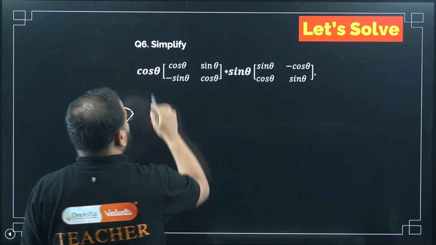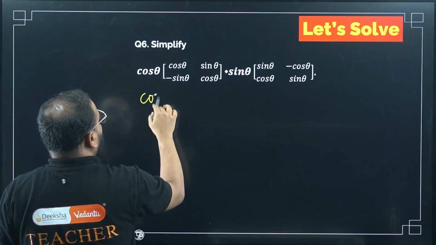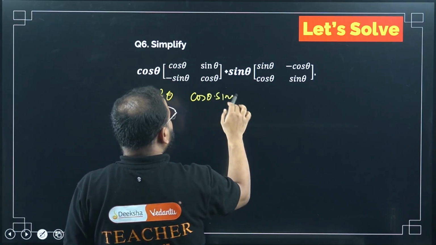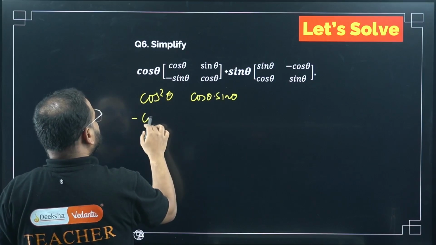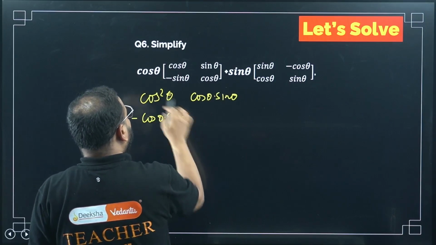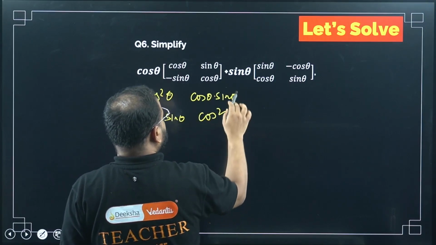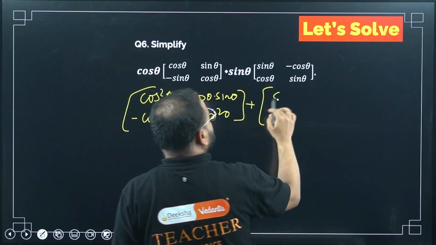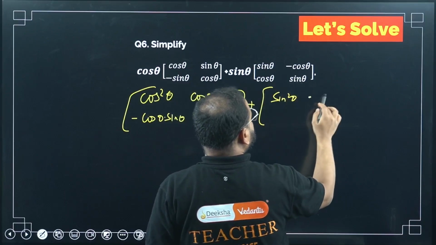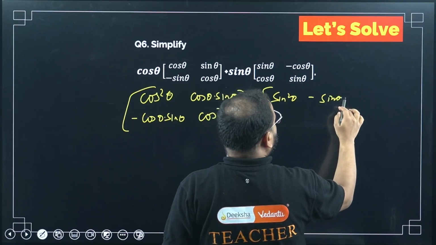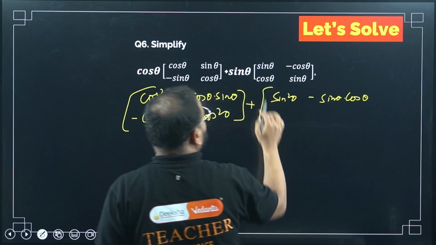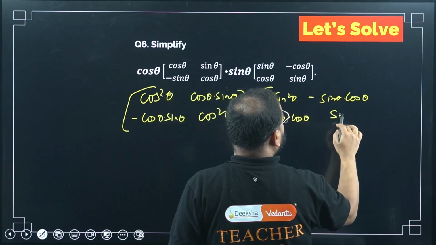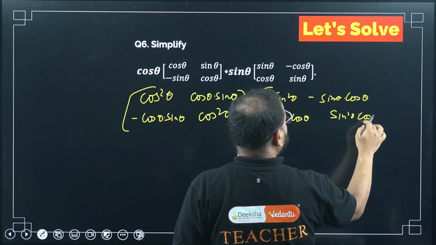So let's check. Cos with cos, cos square theta, sir. Cos with sine, cos theta sine theta, sir. Cos with minus sine theta, so minus cos theta sine theta. And cos with cos, again cos square theta. First one is done. Look at the second one. Multiply here. Sine into sine, sine square theta, sine into minus cos, so minus sine theta cos theta. Sine with cos, so sine theta cos theta. Sine with sine, plus sine square theta, cos square theta.